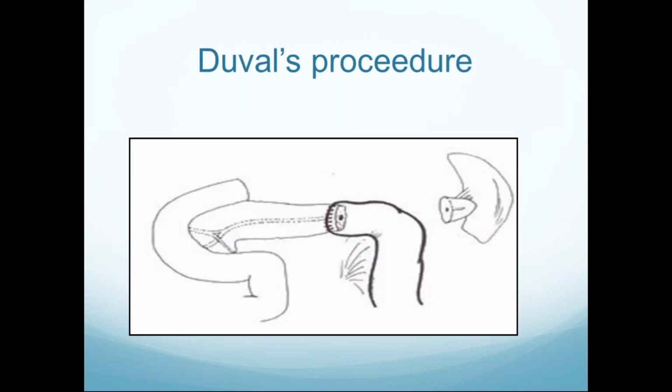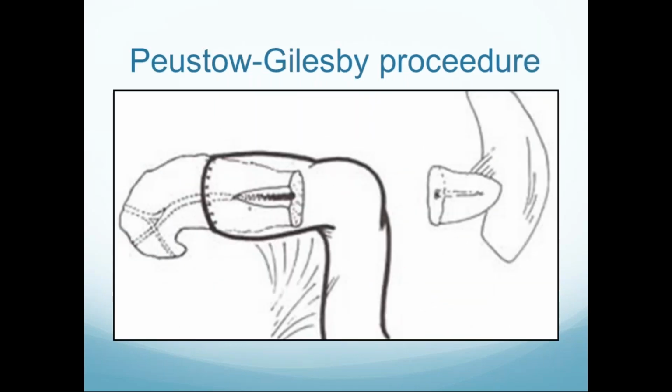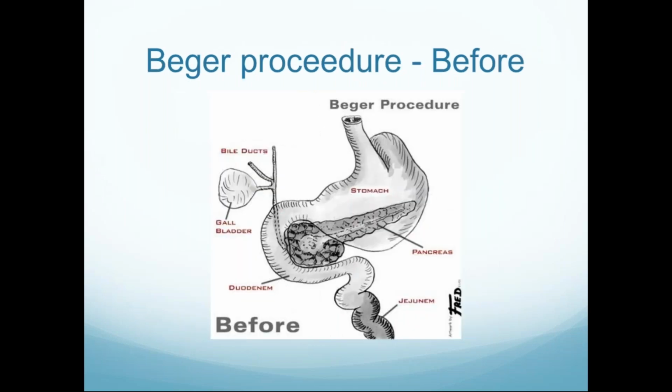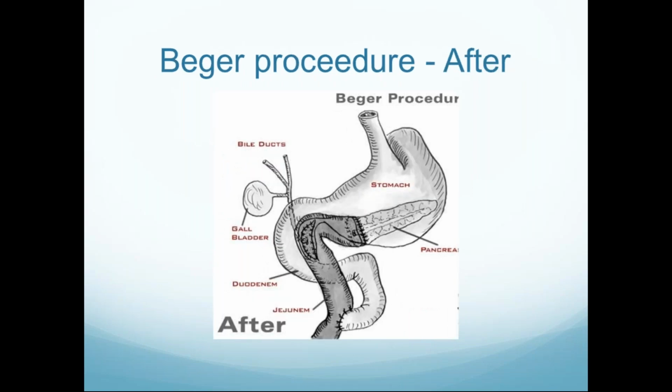This is the pictorial representation of the pancreatic drainage procedures. I am just going fast forward so that it is not that necessary for you. When you come to final year, we will be discussing these procedures in detail. So just remember the names of the procedures. The Beger procedure is also a resection procedure. This is the before, during, and after resection of the pancreas, and stitching of the pancreas to the loop of the duodenum.